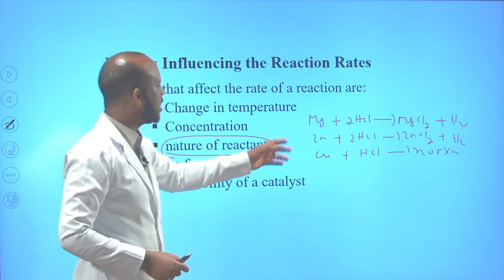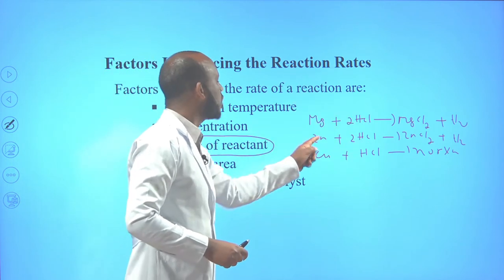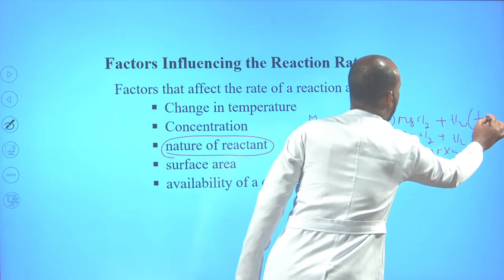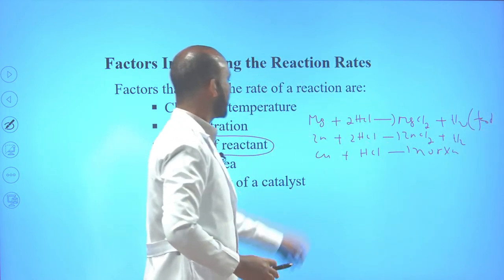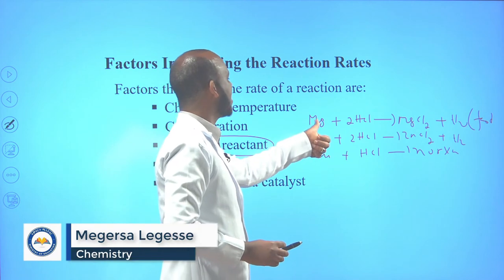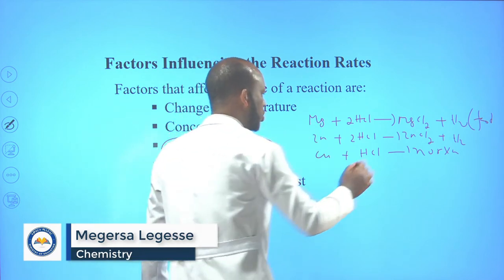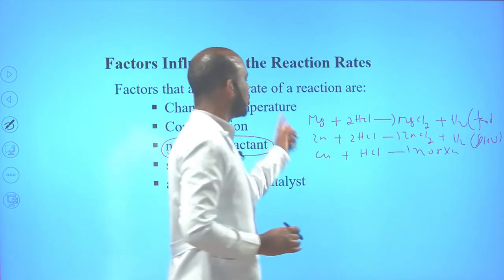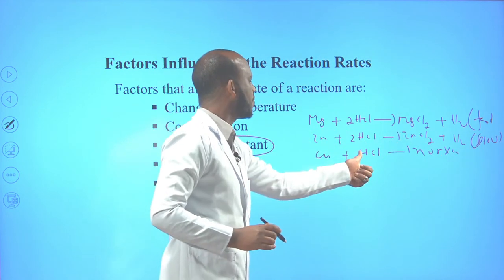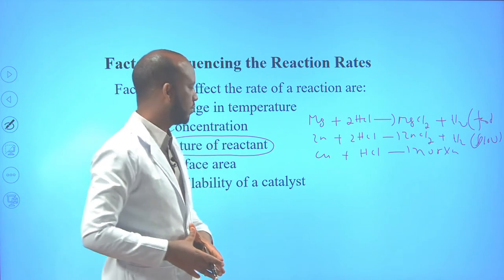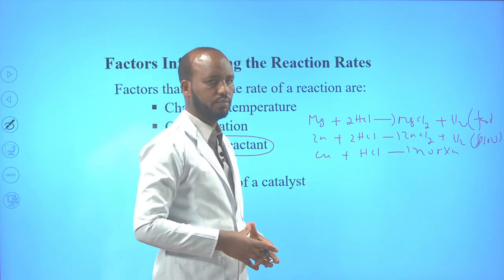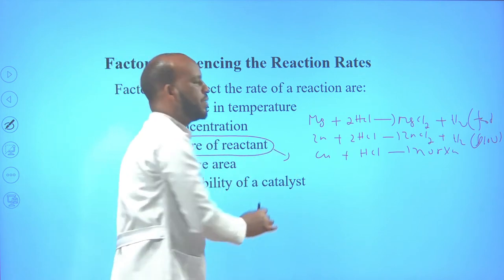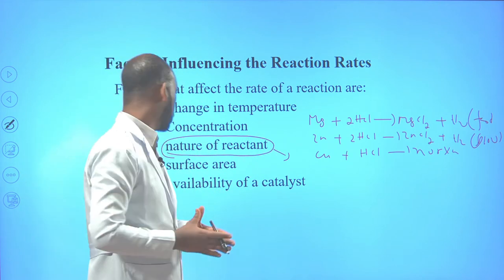You see, magnesium is more reactive than zinc. Therefore, this reaction is a fast reaction. Zinc is less reactive than magnesium. Now this reaction is slow. Copper can't displace hydrogen from the acid. No reaction. Therefore, nature of the reactant. Now this is chemical behavior of reacting substance.